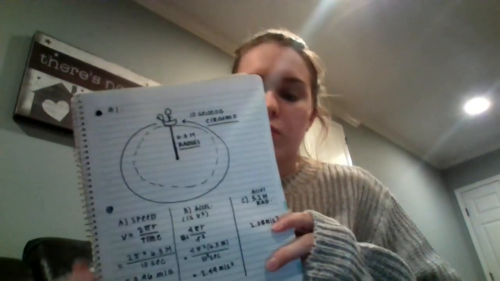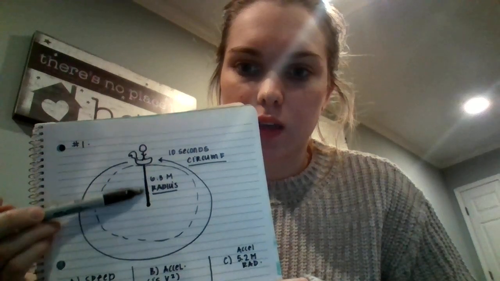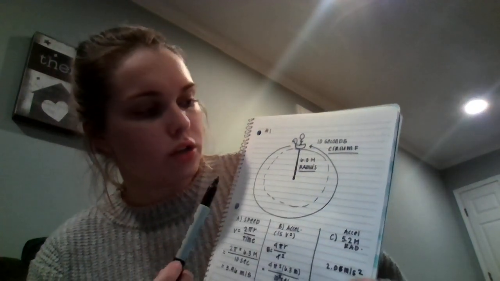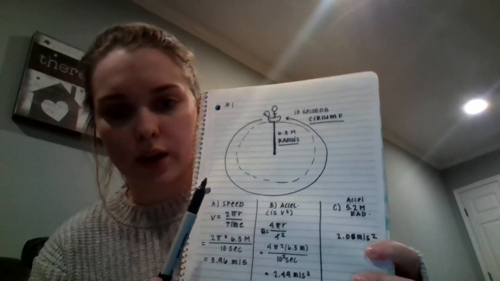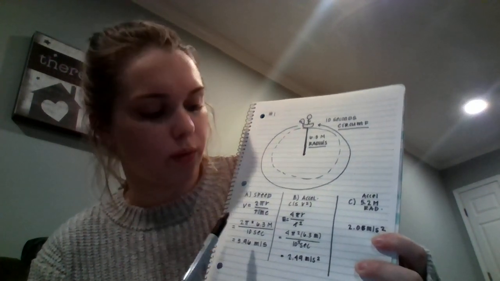By drawing this picture, I was able to see that the circumference is covered in the 10 seconds, and then the radius here is equal to 6.3 meters. Drawing that illustration helped me figure out what values to plug into these formulas.